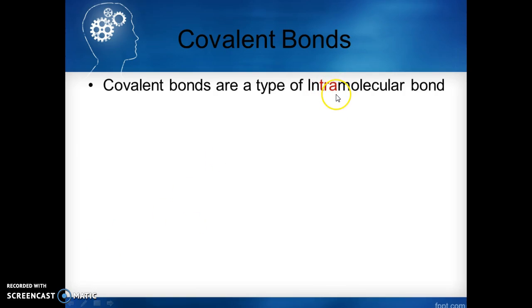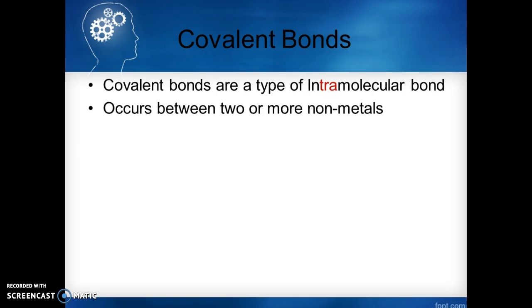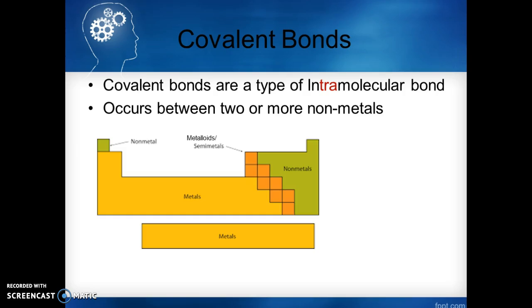Recall, intra stands for the bond between the atoms themselves inside the compound. The atoms that make up a covalent bond are nonmetals. Nonmetals can be found on the right-hand side of the periodic table, with the one exception of hydrogen, which is quite often found in column 1.